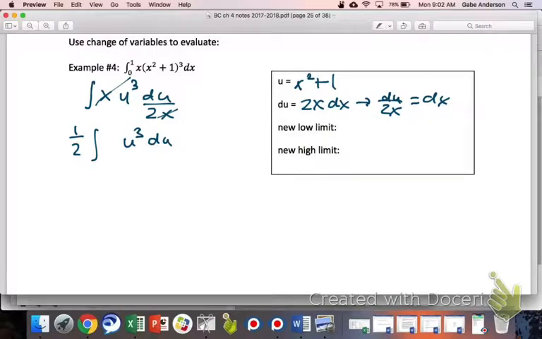The old low limit was 0. How do I get the new low limit? Yeah, plug it into this equation, right? Because that's the only one I've got that relates u with x. So that's really the only way I have to convert from x to u or u to x. So I would say u equals 0 squared plus 1, also known as 1. So my new low limit down here will be 1. My new high limit would be u equals 1 squared plus 1, which is 2.